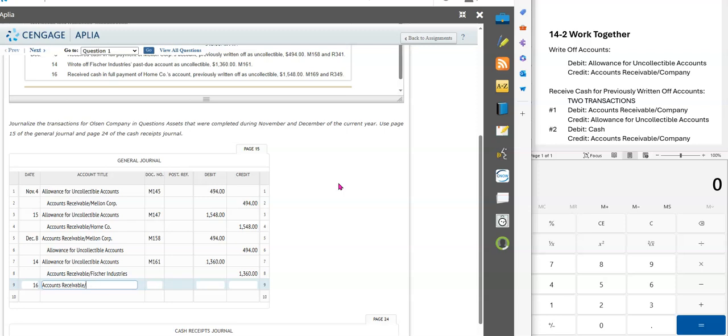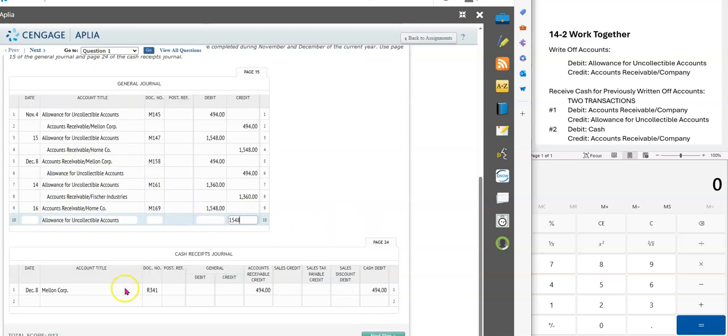Oh, no, it wasn't Mellon. That one is Horn. Okay, and this is, remember in this section we're putting the memo because the receipt will go in the cash receipt journal, and the amount was $1,548. And so then our credit is going to be to allowance for uncollectible accounts because we actually did collect it, so it should not be in the uncollectible account portion.